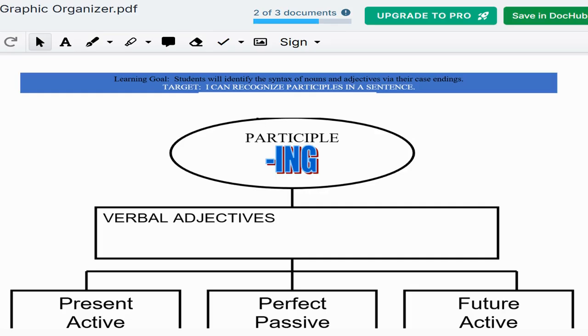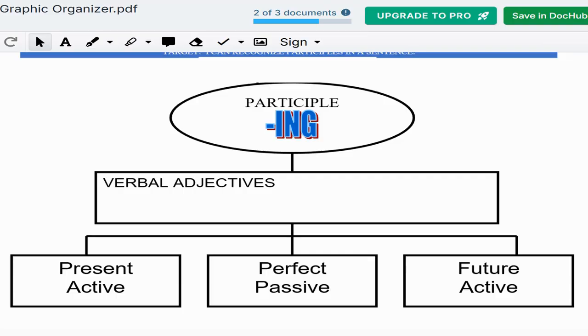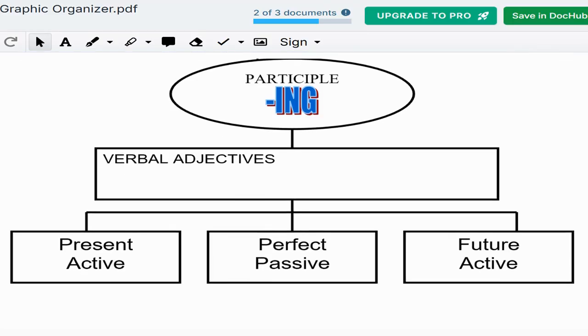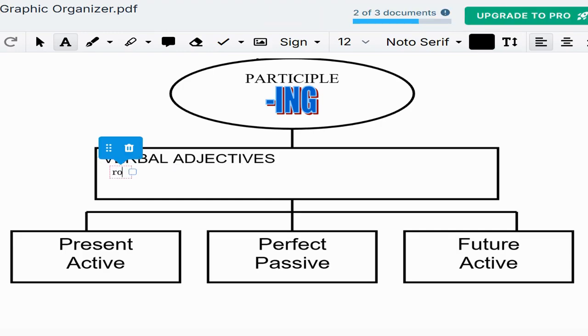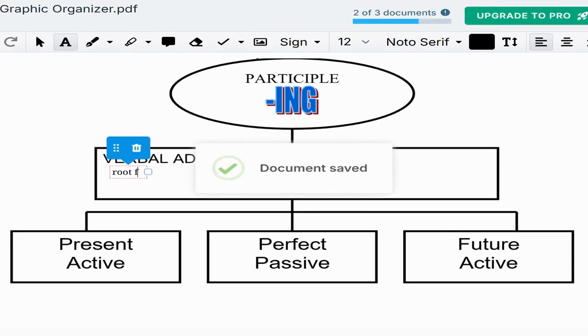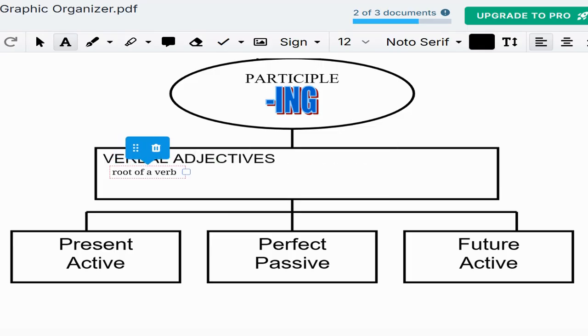in Latin. Participles are words that end in English in -ing. They're also known as verbal adjectives. Now, how can something be a verb and an adjective at the same time? Well, make sure you take these notes on your paper. First of all, you'll have the root of a verb, okay? And to that you will add in English -ing, and it will function as an adjective.